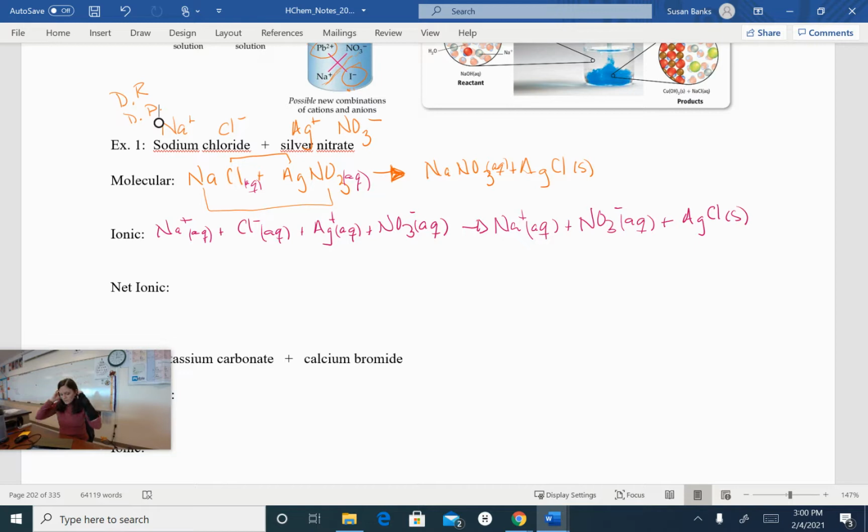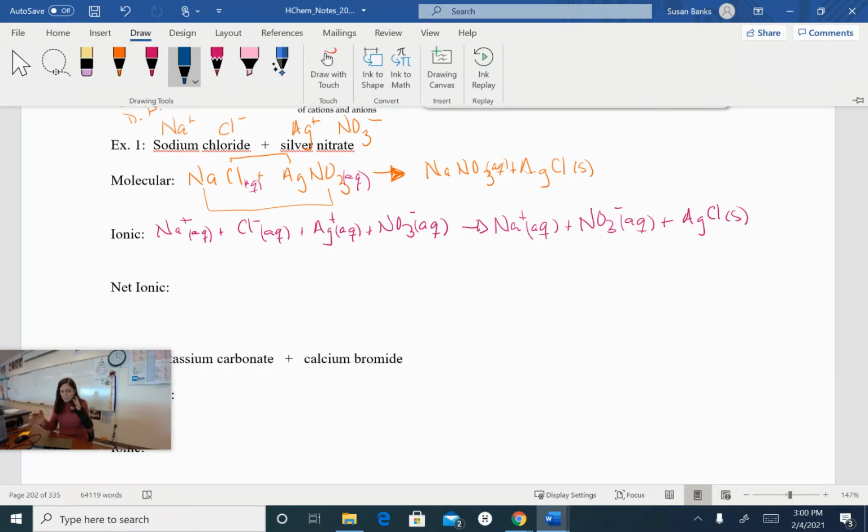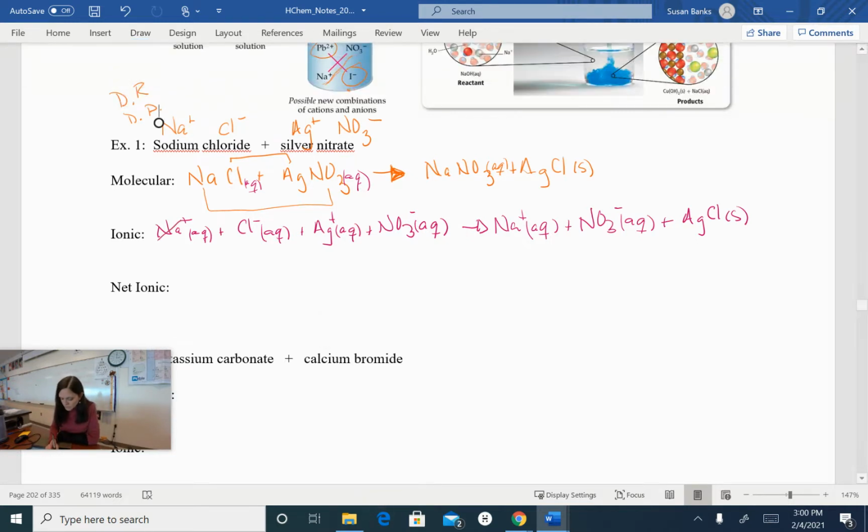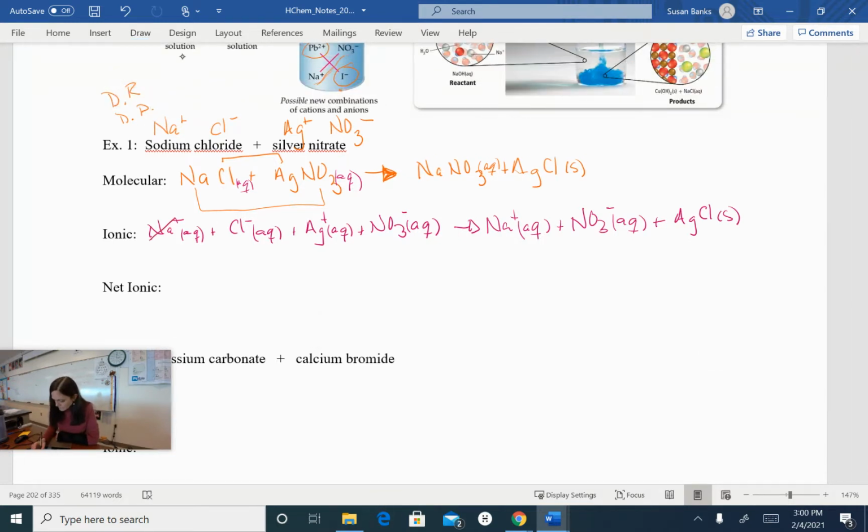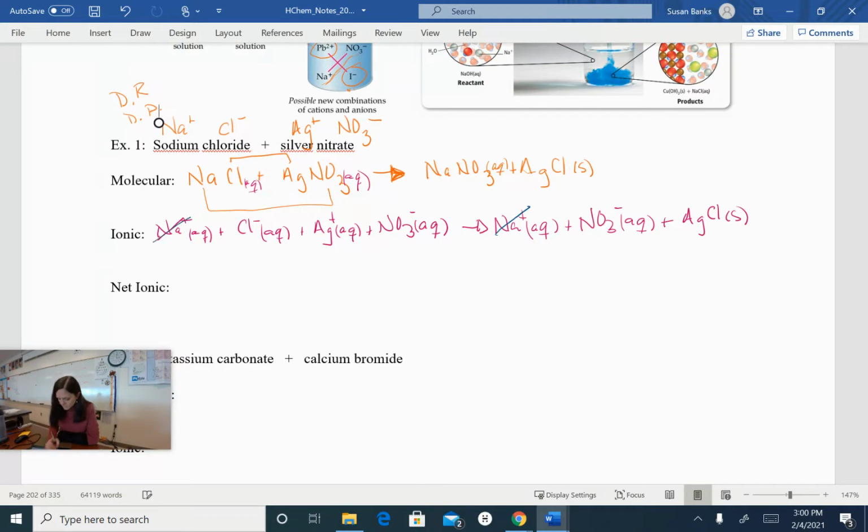Okay, now just like in math, if you have the same thing repeated on both sides of the equation, you can cancel it out, just like in math. So do we see any repeaters here? I do. Sodium ion repeats, right? That repeats. And my nitrate ion repeats, so I can get rid of that. So what's left is what we call our net ionic. Net means what really is creating that reaction.